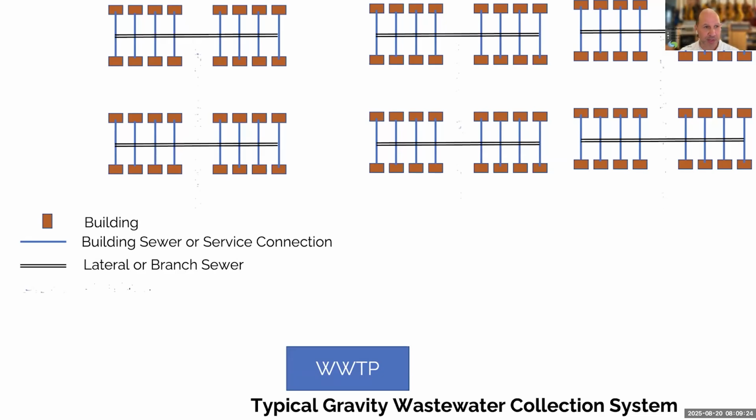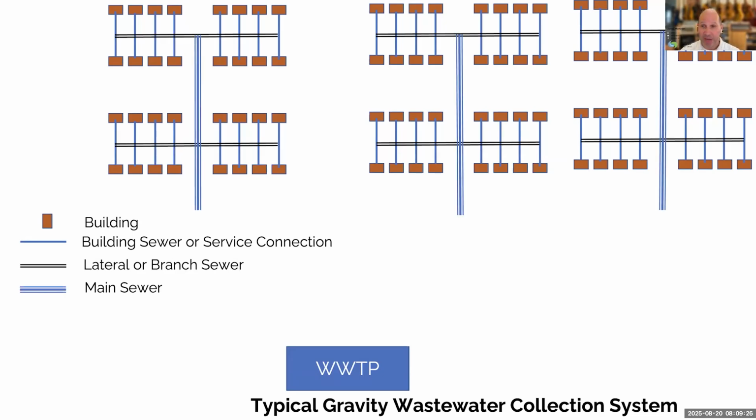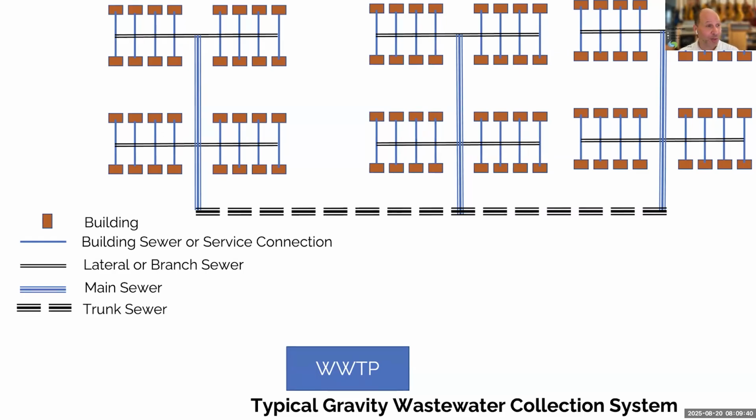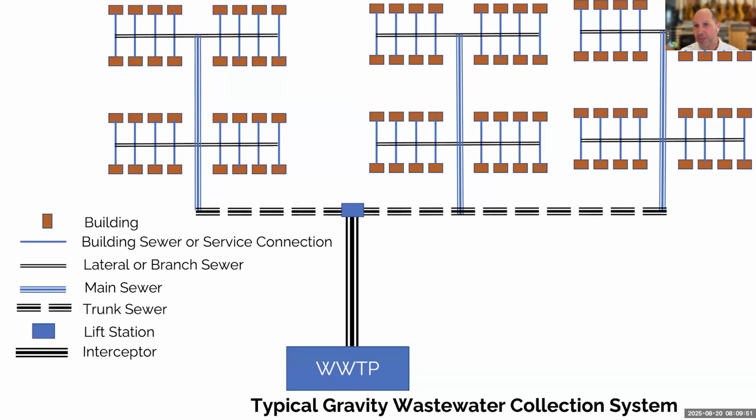Next step is going to be the mains that the laterals dump into. These are going to be the next scale bigger because, again, they're typically collecting flow from multiple laterals or branch sewers. Mains then in turn empty into what are called trunk sewers, which are essentially just larger and larger pipes. And a trunk sewer is going to often move into something called an interceptor, which is kind of the main pipe going into the wastewater treatment plant.